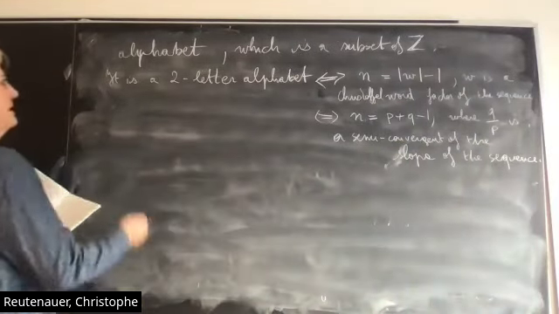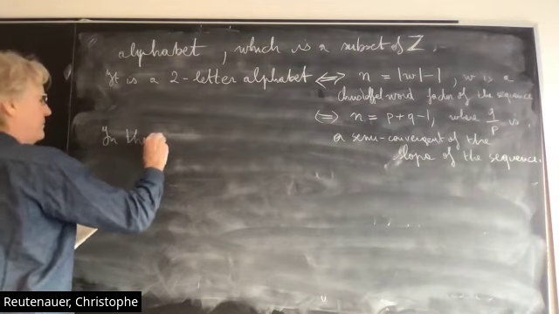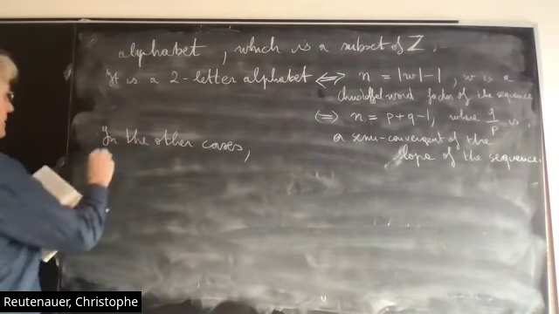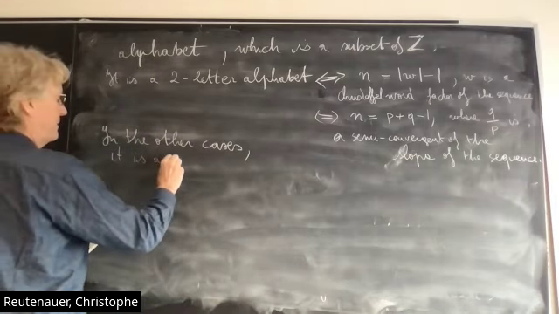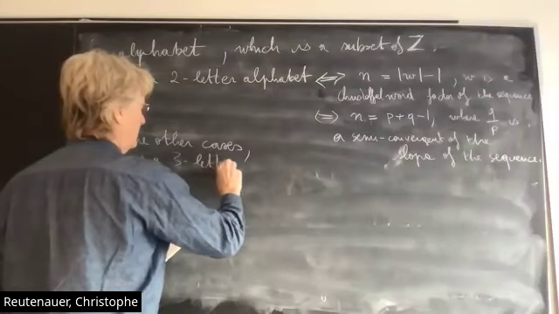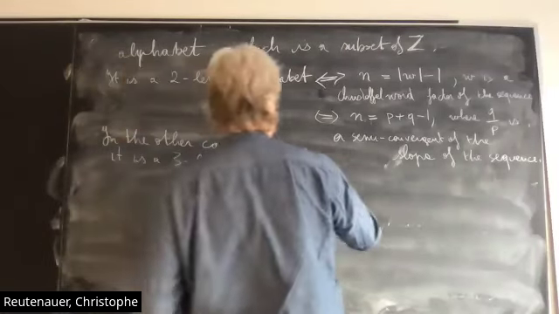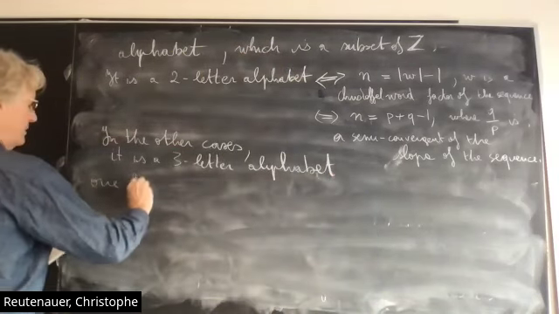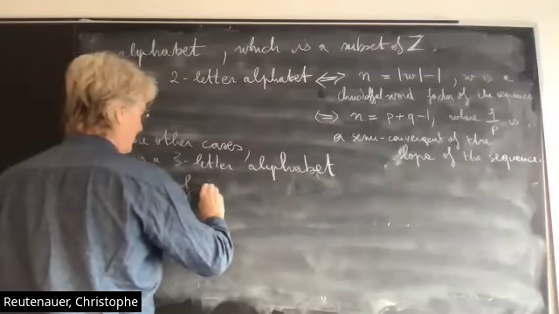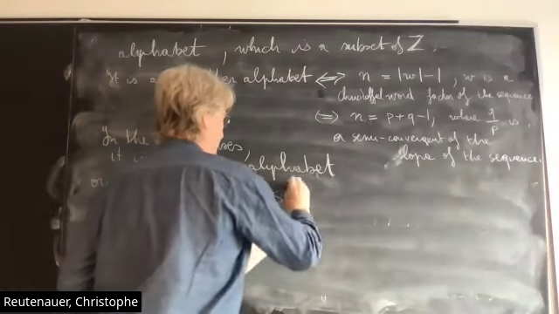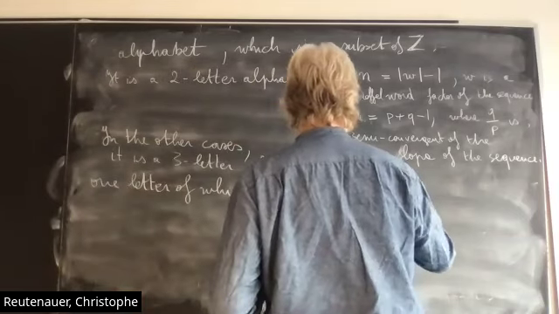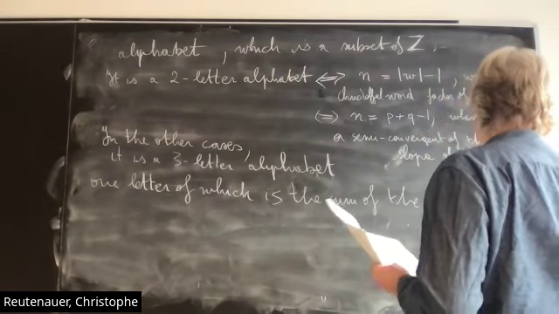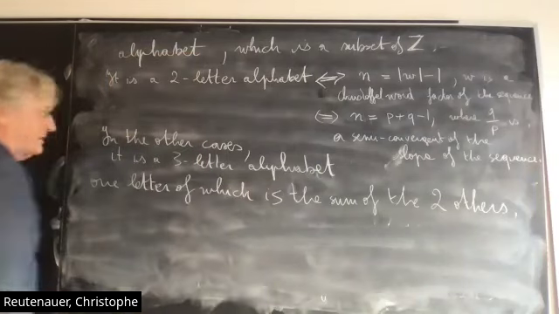And in the other cases, it is a three-letter alphabet, and one letter of which is the sum of the two others. This is the main theorem.